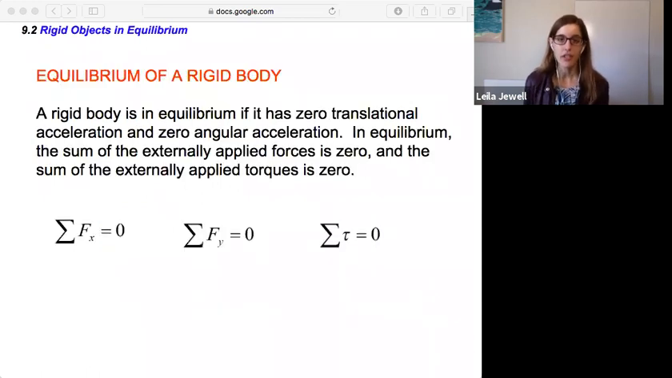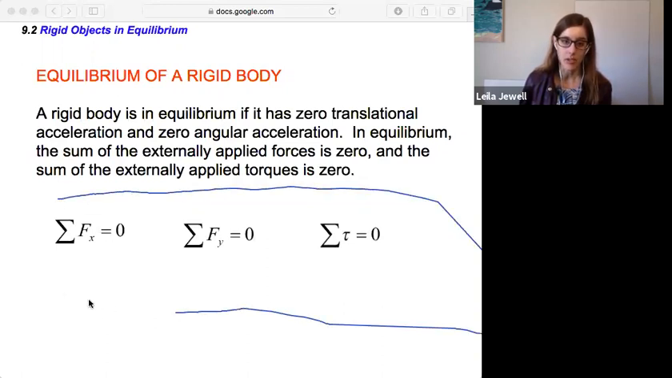So our formal definition: a rigid body is in equilibrium if it has 0 translational acceleration and 0 angular acceleration. In equilibrium, the sum of the externally applied forces is 0, and the sum of the externally applied torques is 0. So anytime you hear equilibrium, or just about things balancing, being at rest, that's a sign that these three equations will apply. So I recommend you plan to use these equations.